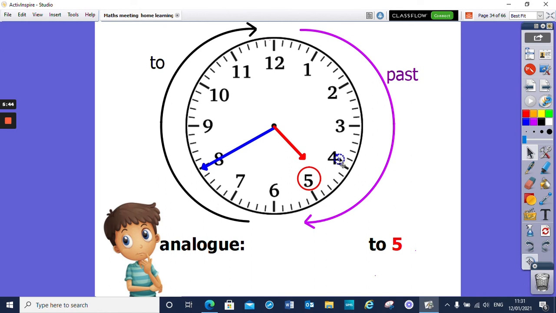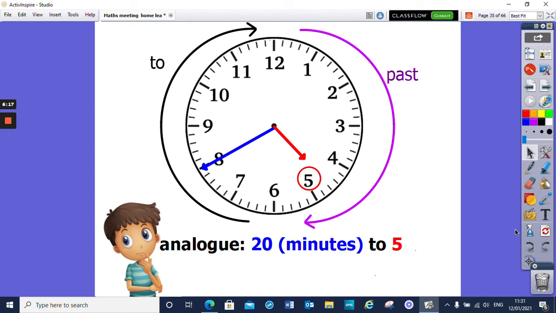Well, let's move this minute hand and see. So we are going to move our minute hand to the nearest hour. We're going to go 5, 10, 15, 20. That's right, we are going 20 minutes until the next hour. 20 minutes to 5. If you just wrote 20 to 5, that's perfectly fine.